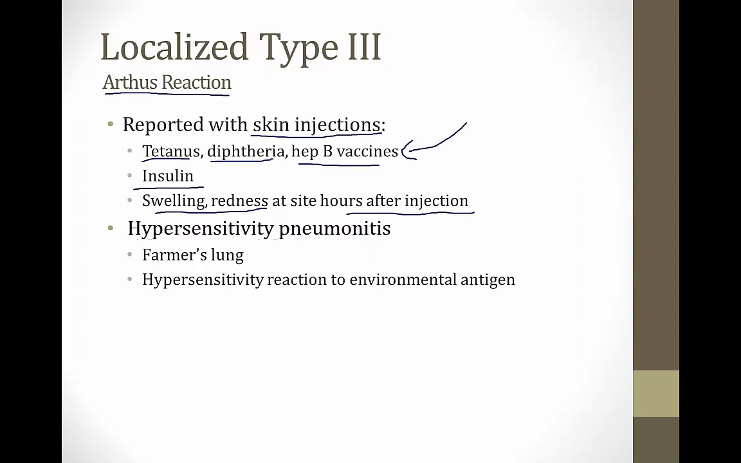Another example of an Arthus reaction is hypersensitivity pneumonitis. This is not in the skin. This condition is called farmer's lung, but this is a hypersensitivity reaction to environmental antigens. Some patients with farmer's lung have circulating antibodies, and when they inhale certain antigens, those bind in the tissue of the lung and cause an Arthus type reaction.